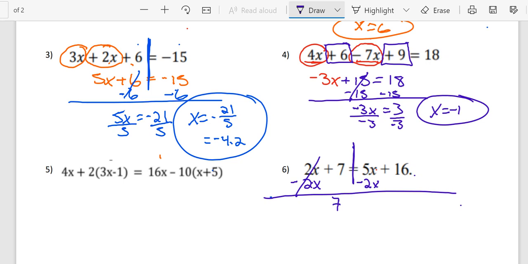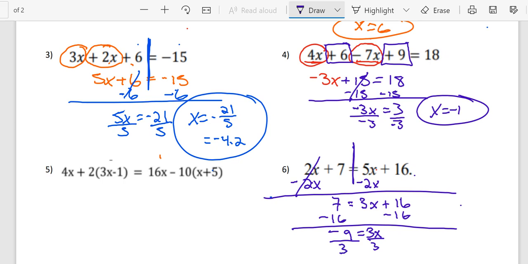We end up with 7 equals, this is 3x plus 16. And now we want to move the 16, so minus 16 because it's a positive. That is just negative 9 equals 3x. Divide. We get x equals negative 3.